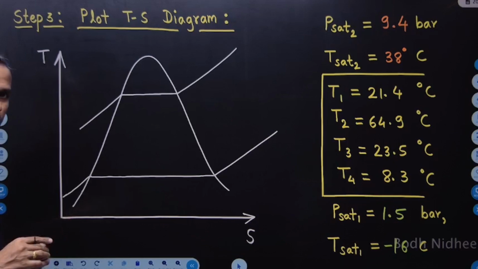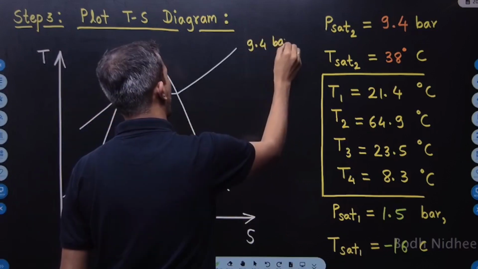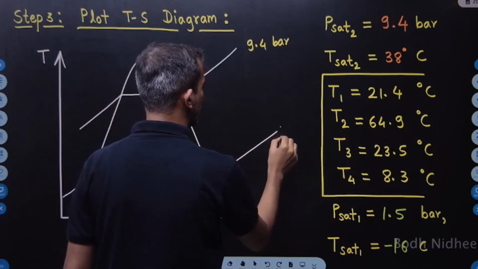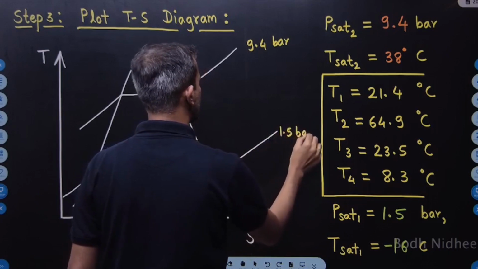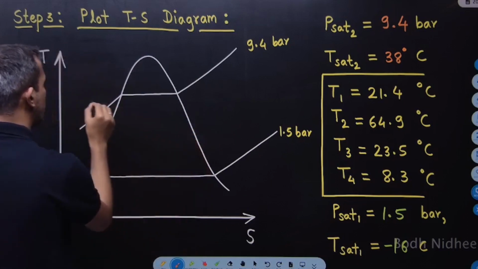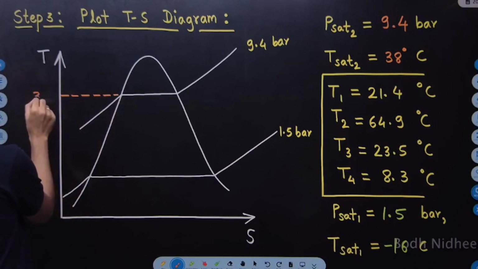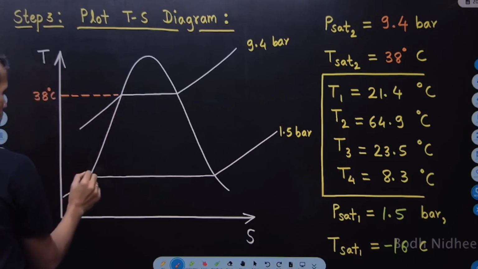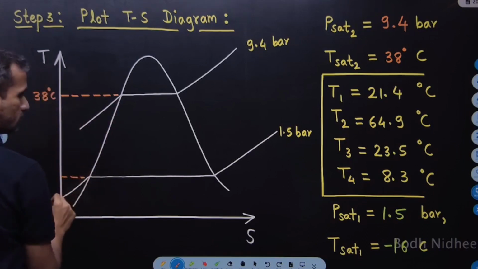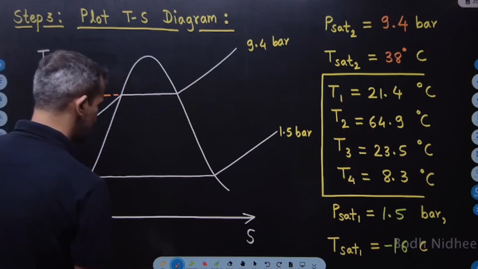Now we'll plot the actual TS diagram for the given readings. We have obtained that Psat2 is 9.4 bar and Psat1 is 1.5 bar. The corresponding boiling points I'll plot on the diagram. The boiling point of the condenser is how much? 38 degrees Celsius. And the boiling point of the evaporator is how much? Minus 16 degrees Celsius, right? Then now we'll start with point number 1.